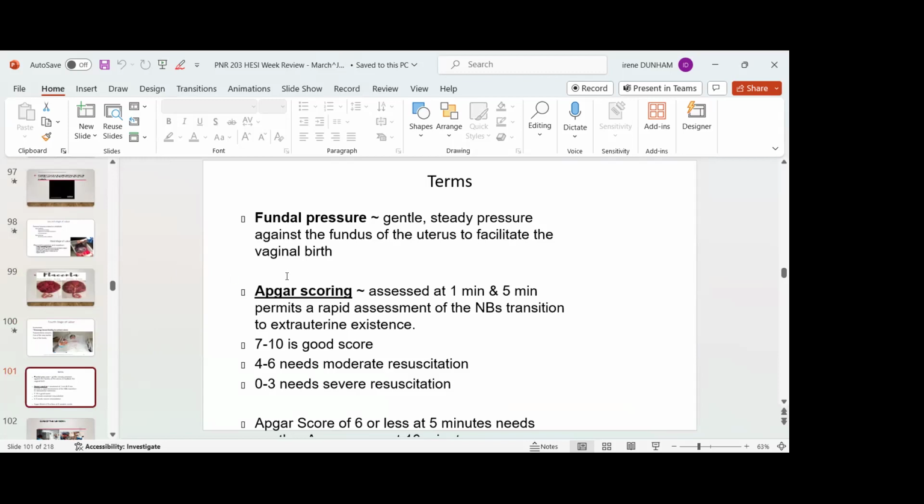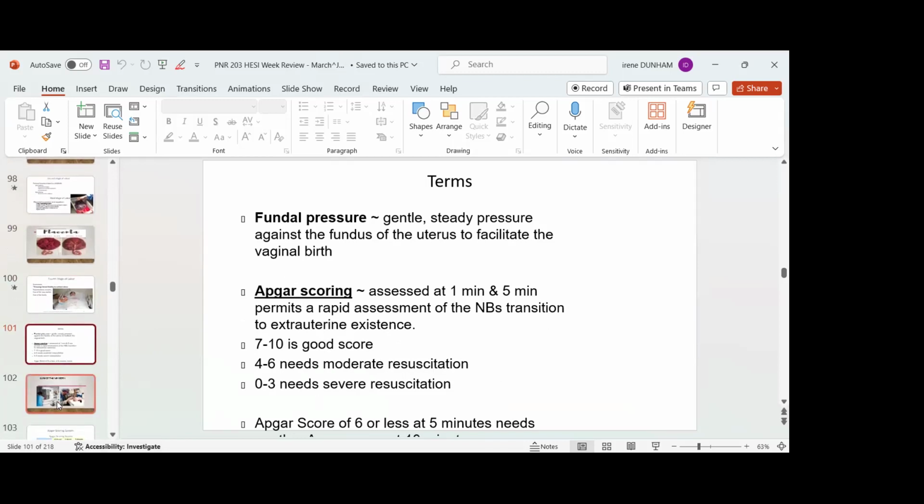Okay, let's go over APGAR scoring. It's done at 1 minute and 5 minutes after birth. It is a rapid assessment of how the newborn is responding to being delivered, to extrauterine life. 7 to 10 is a great score. The baby's doing well. 4 to 6, he needs moderate resuscitation, and 0 to 3, he needs a lot. He's not doing well at all. And I'll show you here.